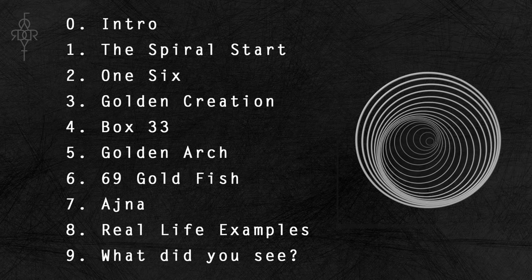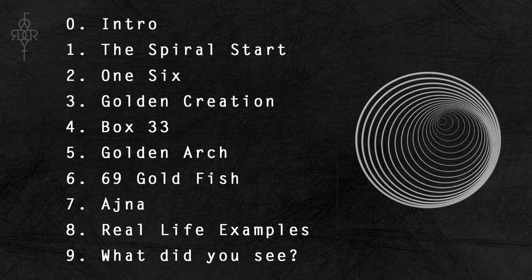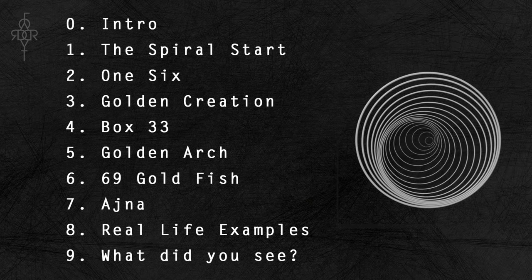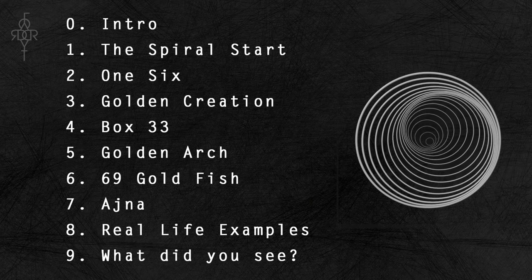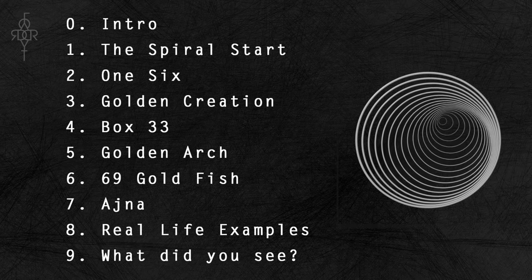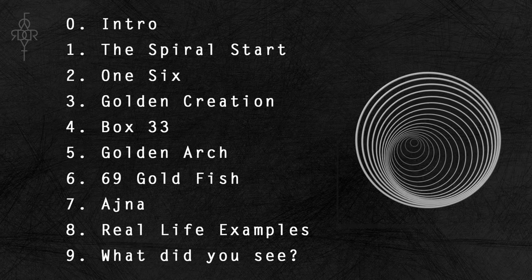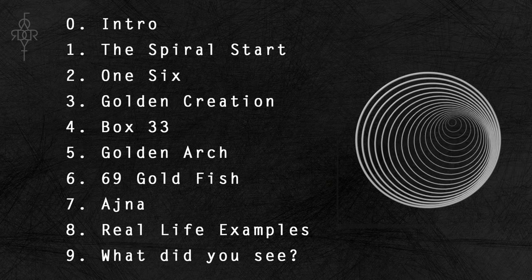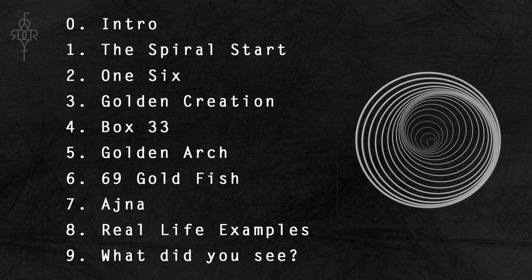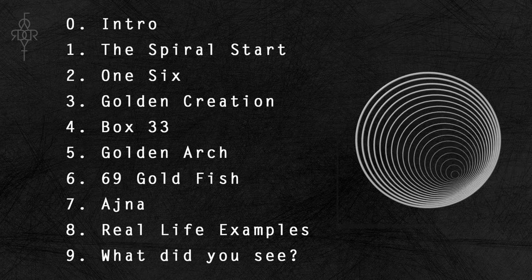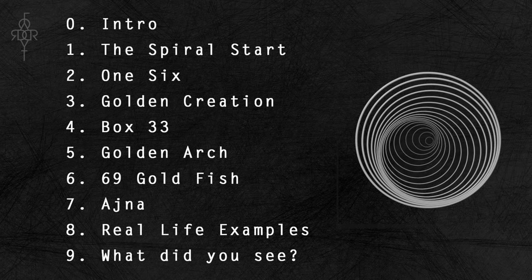I got a lot of juicy stuff for you, ladies and gentlemen. In the zero position, the intro, which is what I'm doing now, I have a few slides to start this thing off with a bang. Number one, we're going to be talking about the spiral start. Number two, we're going to get into 1-6, which is the golden ratio, 1.6. Number three, golden creation. Number four, box 33. Number five, golden arch. Number six, 69 goldfish. Number seven, the Ajna, or Ajna, however you want to pronounce it.